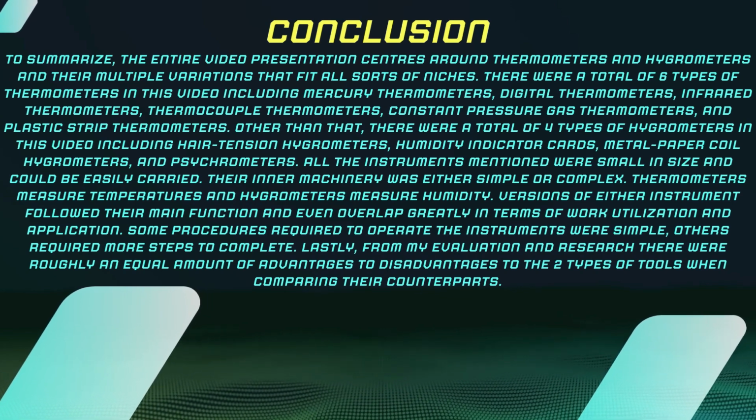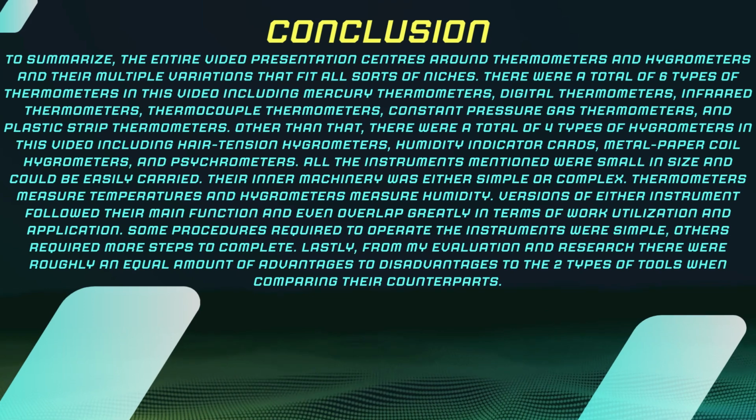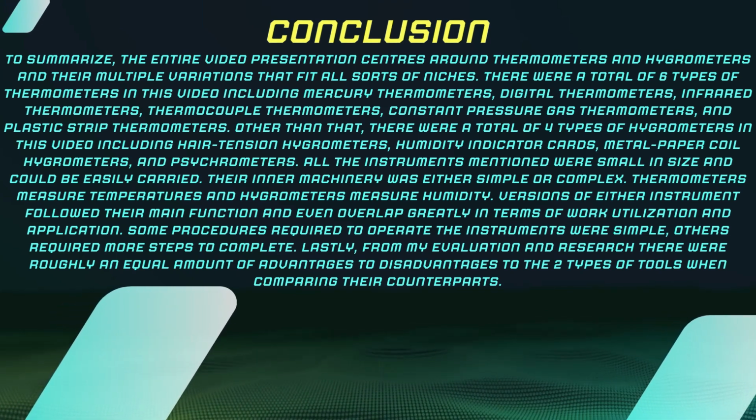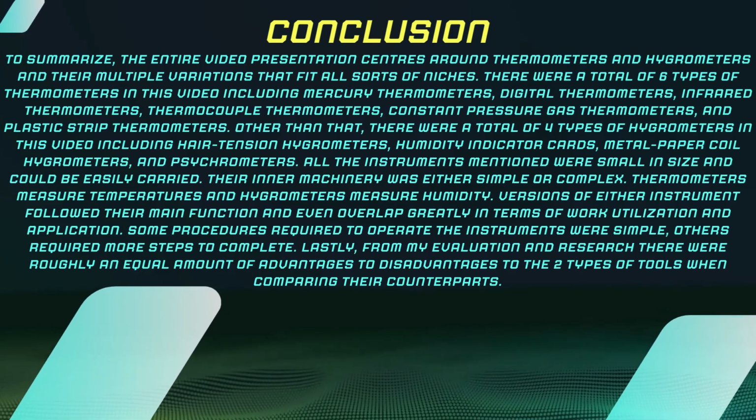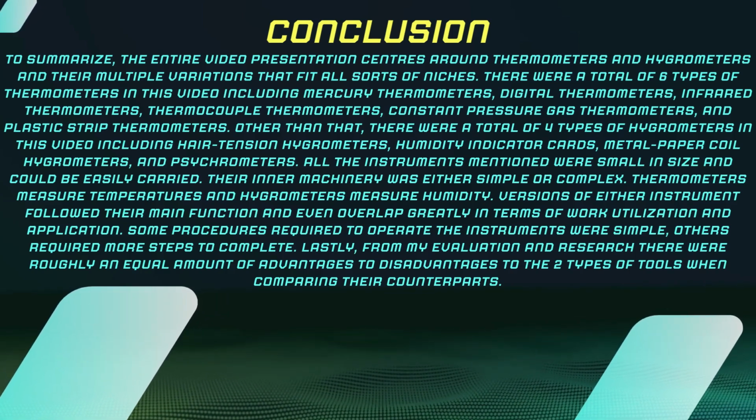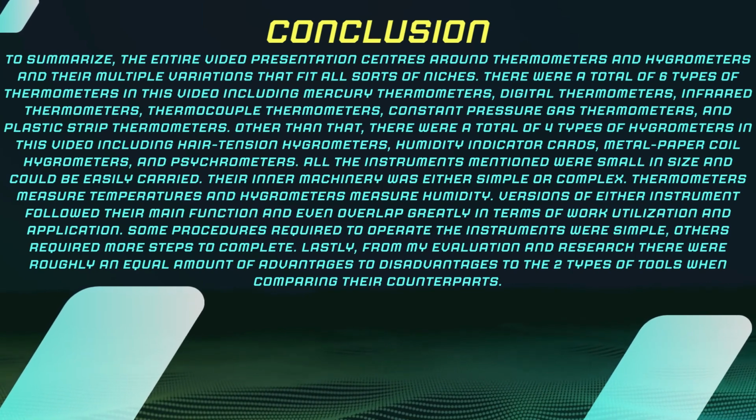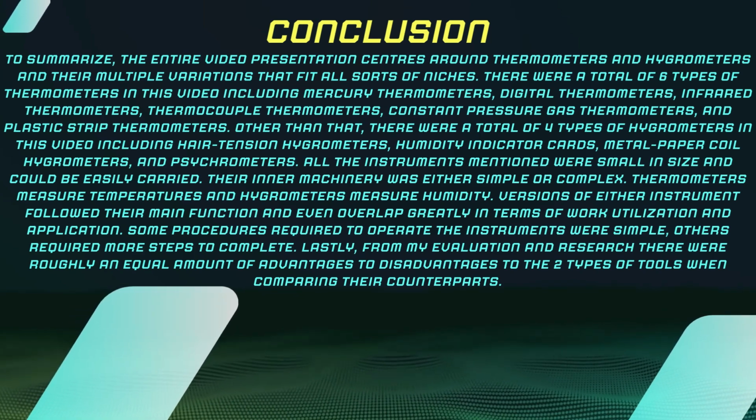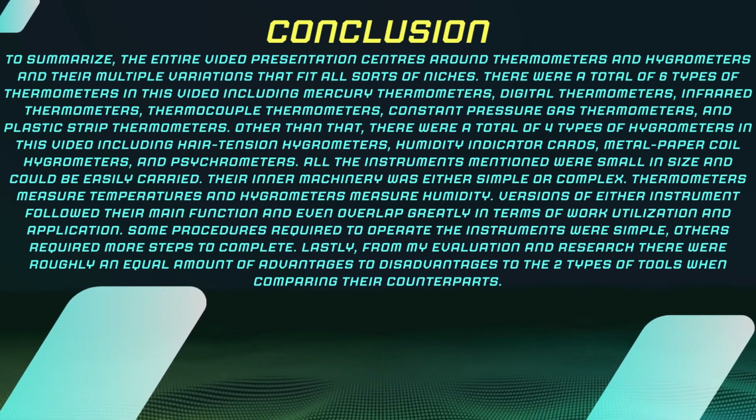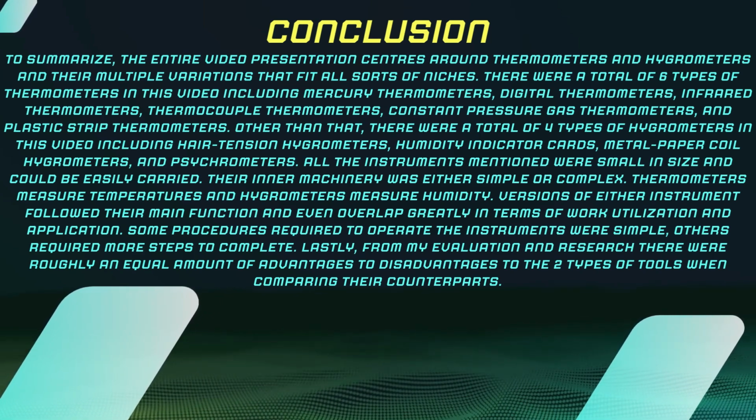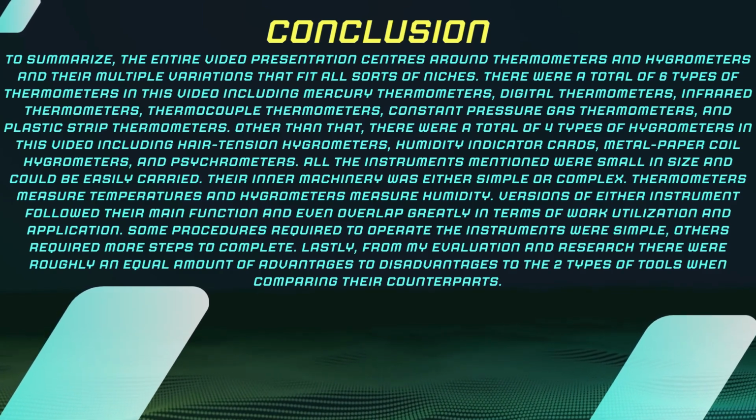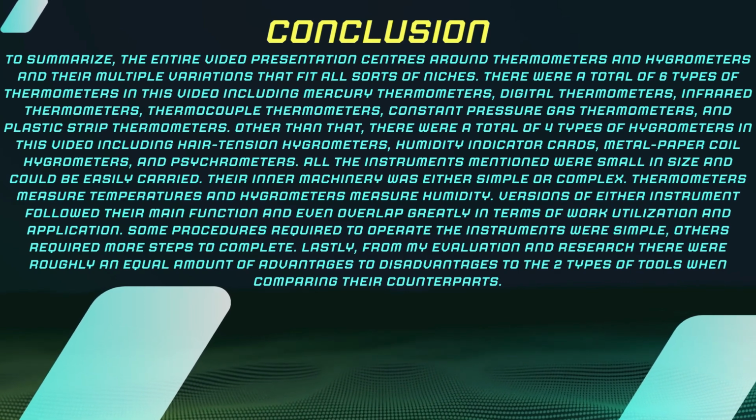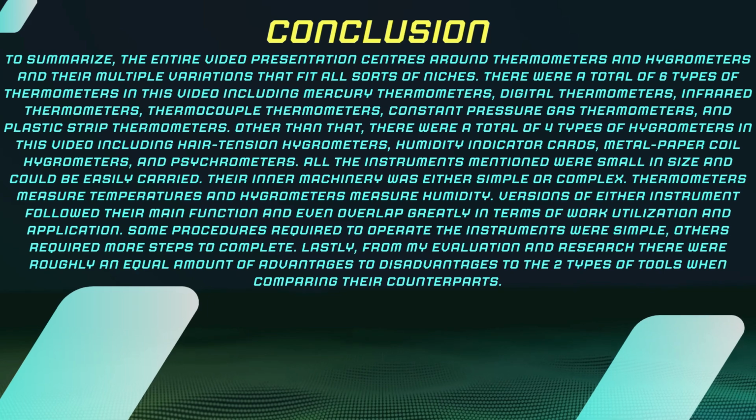To summarize, the entire video presentation centers around thermometers and hygrometers and their multiple variations that fit all sorts of niches. There were a total of 6 types of thermometers in this video, including mercury thermometers, digital thermometers, infrared thermometers, thermocouple thermometers, constant pressure gas thermometers, and plastic strip thermometers. Other than that, there were a total of 4 types of hygrometers in this video, including hair tension hygrometers, humidity indicator cards, metal paper hygrometers, and psychrometers.